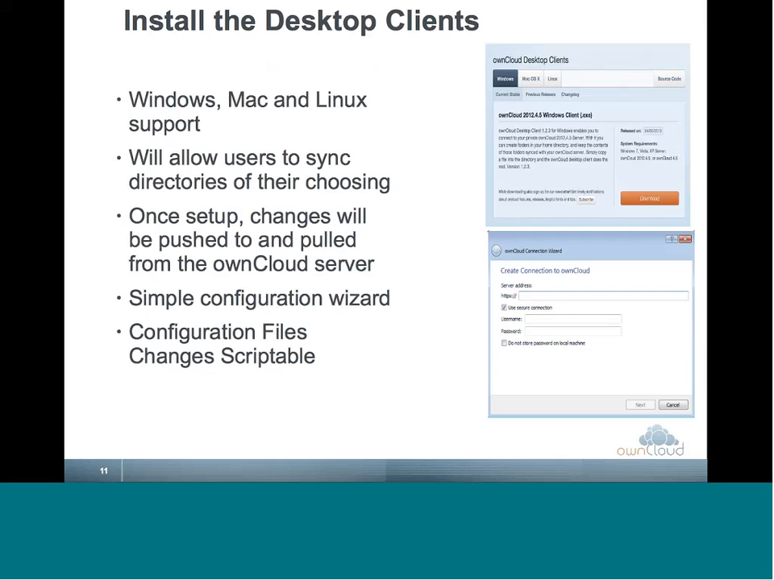But the other two pieces that we want to talk about here are the desktop client and the mobile apps. So again, our desktop client will allow the user to have automatic synchronization up to the ownCloud server for a directory or a set of directories that they deem necessary. If they have a mount point to a file share on their desktop, they could choose to synchronize that through the desktop client. If they've got a basic home directory, they could have that synchronized. And what that does, obviously, is give them access to their files through the other two endpoints.